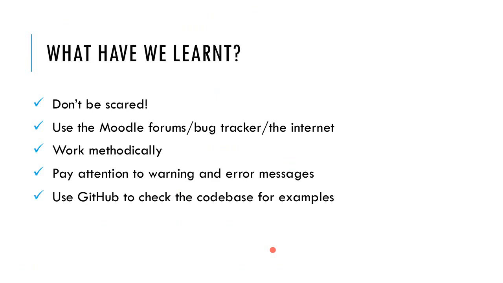Pay attention to warning and error messages. I think if you're used to using Windows, you get an error message and just get rid of it straight away because it never means anything to anyone. Error messages in Moodle do mean something, and they will tell you quite a lot about what you need to do to fix them. And use GitHub to check the code base for examples, because that's the right way of doing it. So, yeah, check that.